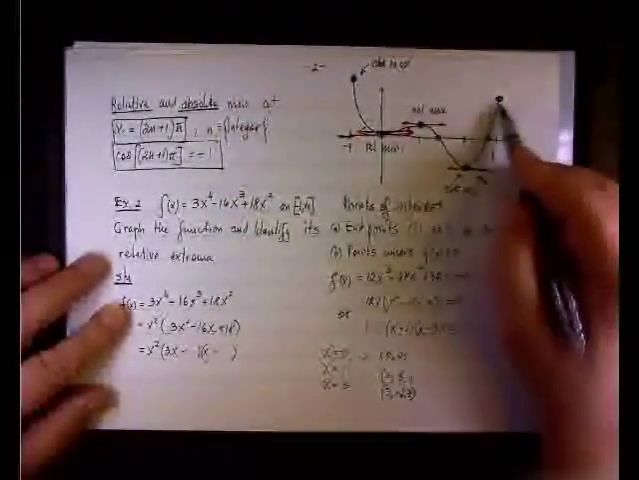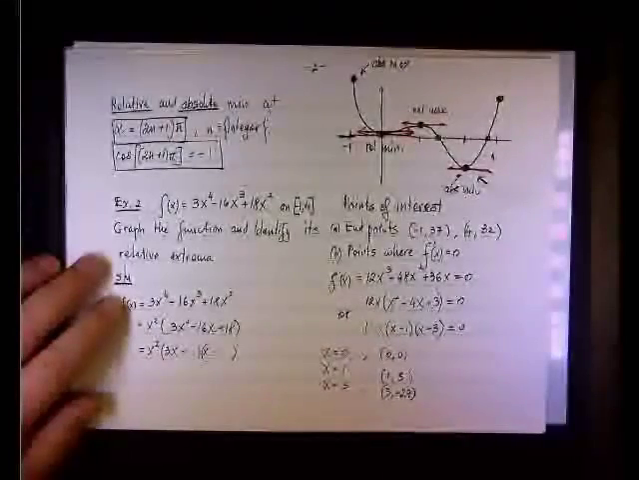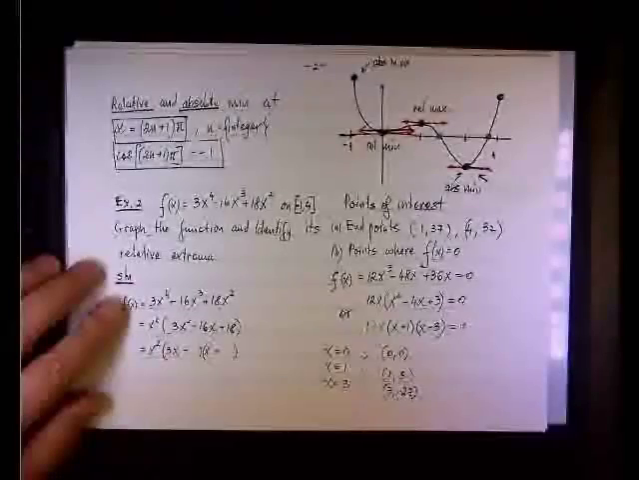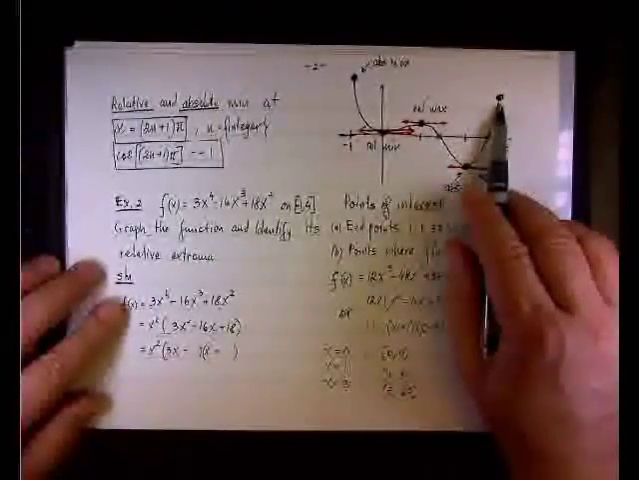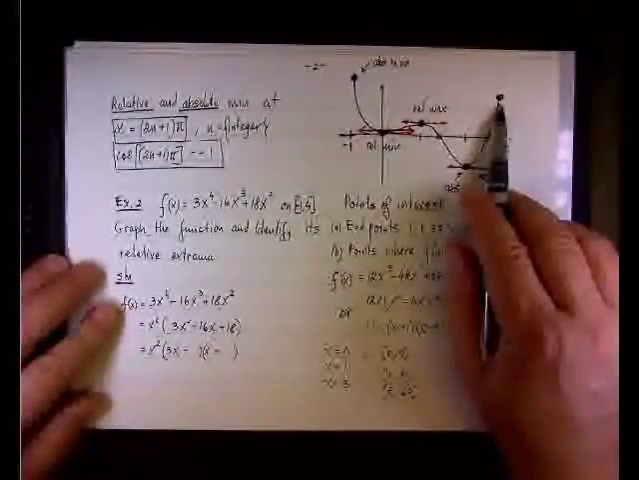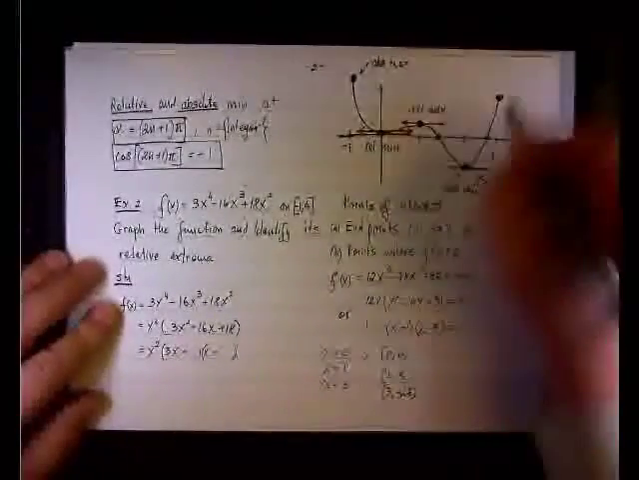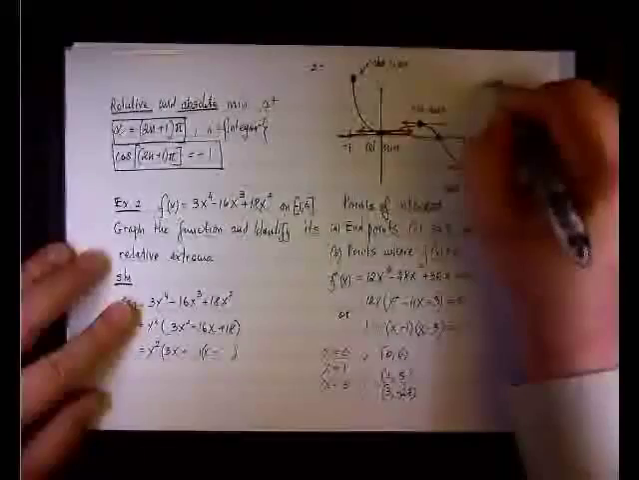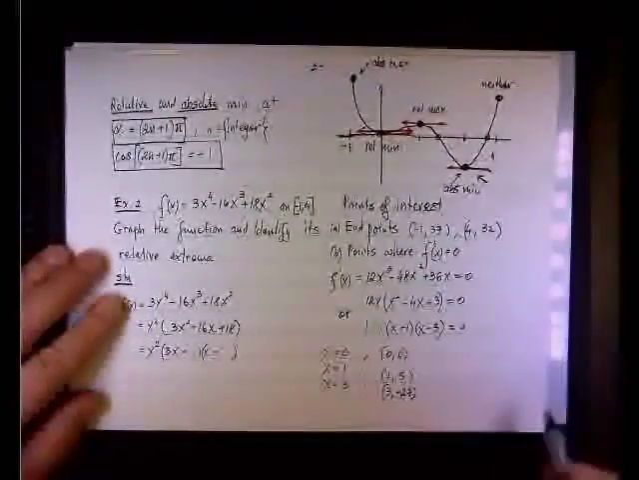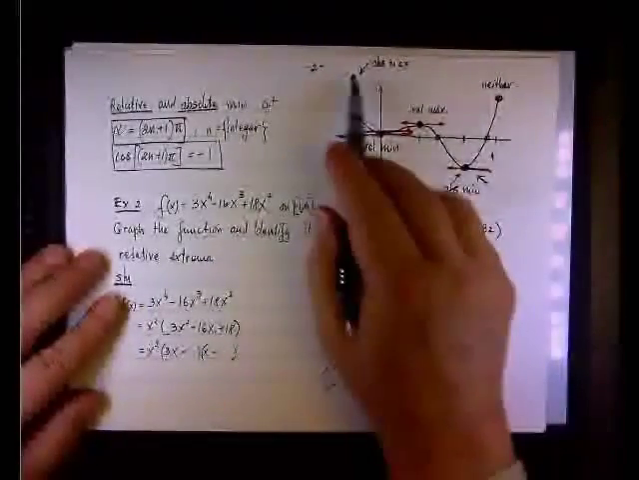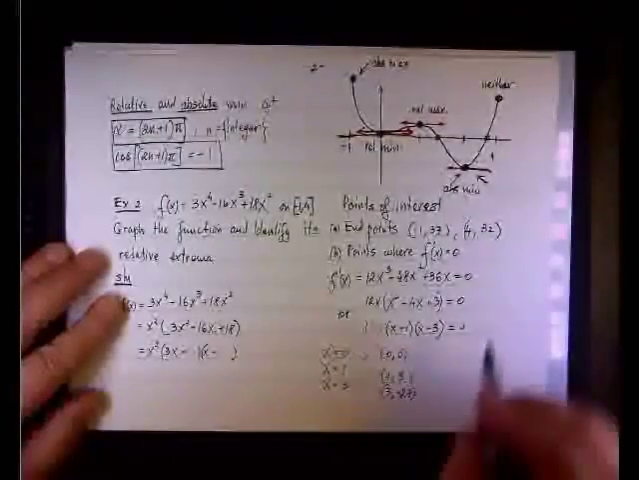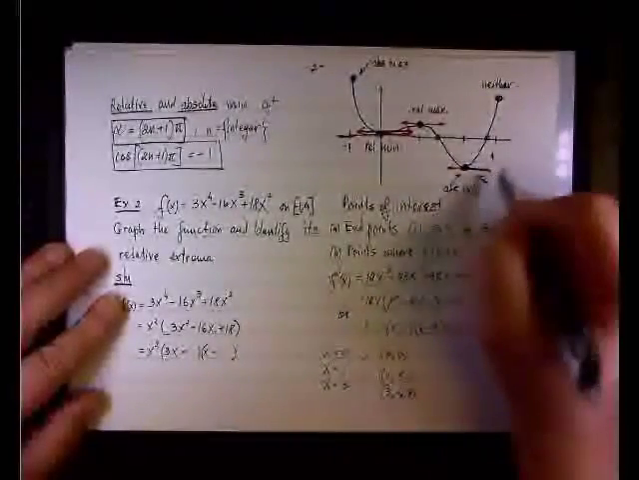What about this one? Is this a relative max? Think about the definition. Is this a point on an open interval? It's not a relative max, my friend. It's not an open interval, it's an endpoint. So this point is neither relative nor absolute. It's not absolute because we have a point that is higher than this one.